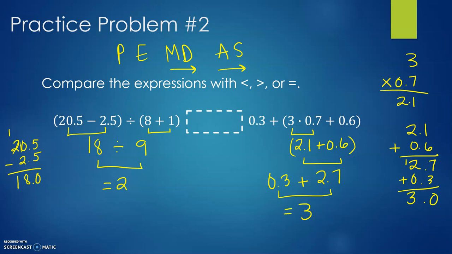So what sign do I fill? Well, I know 2 is less than 3. You could also think about the mouth is opening up to the greater number. So your mouth has to be going towards 3. You can also think that the point is pointing to the smaller number. Okay, so my final answer is 2 is less than 3.